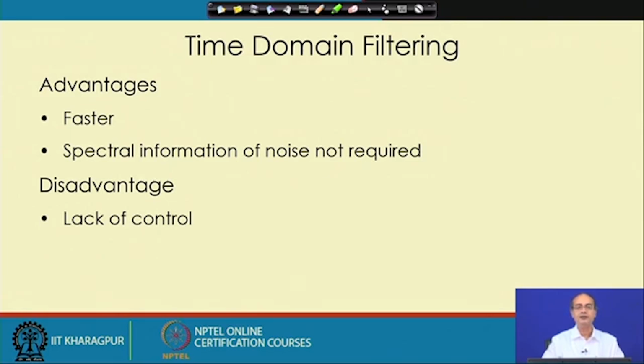Many times when we go for the filter design, we would ask a lot of questions: please tell us how is the noise, what is the spectral characteristics of it, what is the strength of it. All these questions would come, but in case of the time domain filtering, no such questions are asked. We do not need any particular information about the characteristics of the noise. So, that makes it easy to apply them.